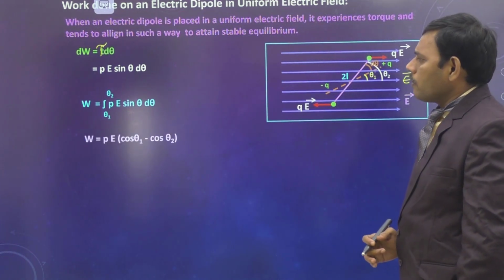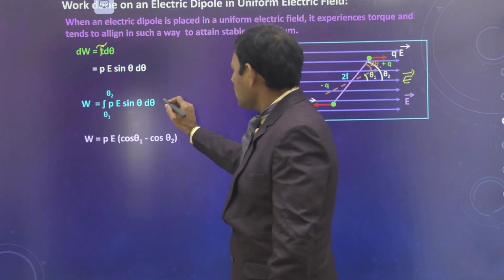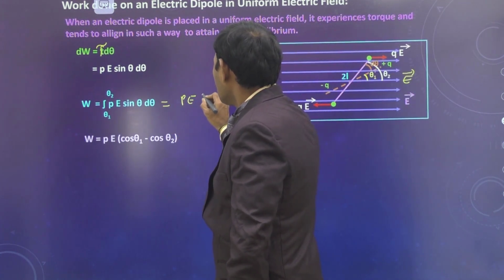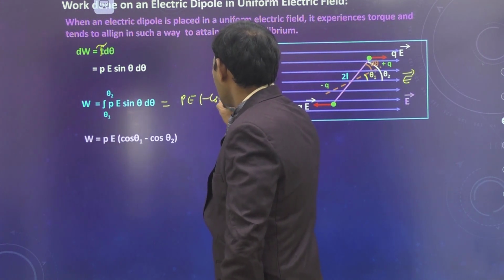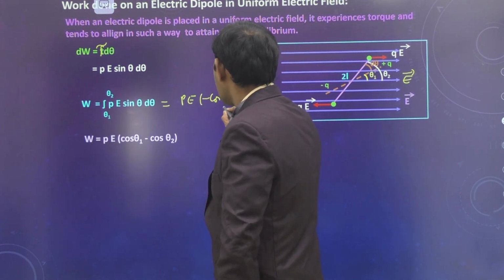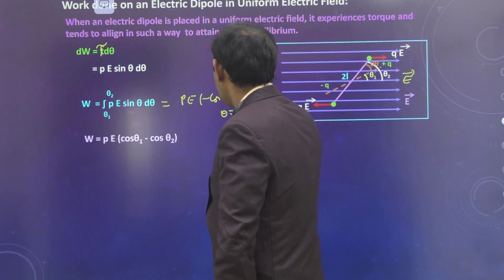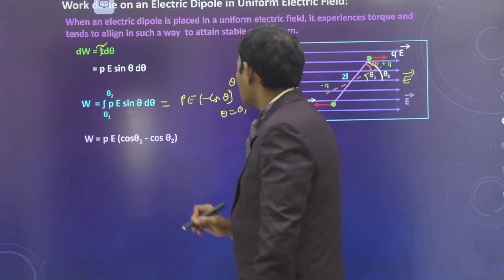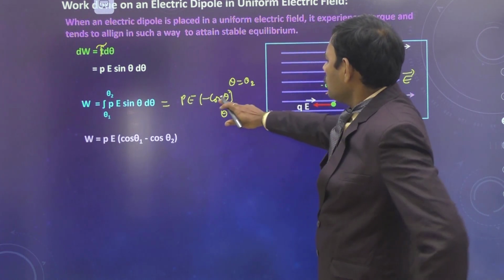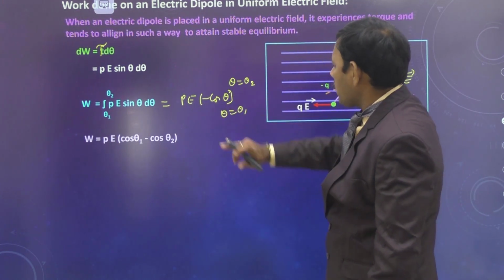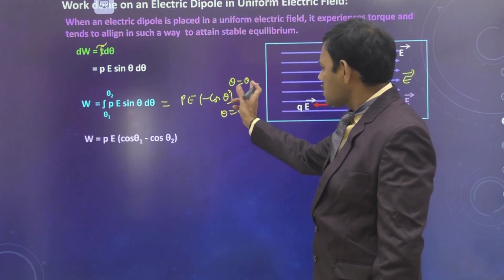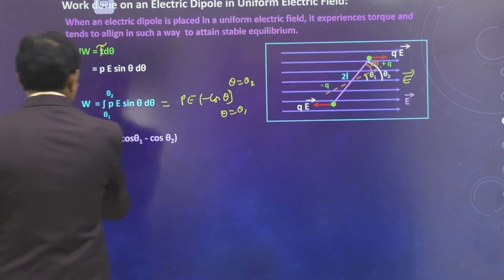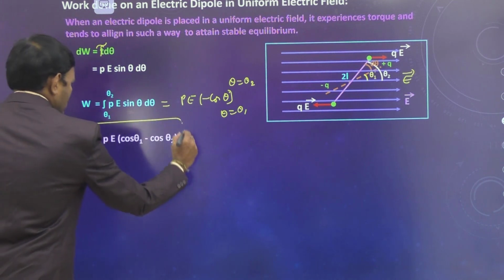Here we know that the integral of sin theta d theta is minus cos theta, so this is equal to PE times minus cos theta, as theta changes from theta 1 to theta 2. Now it is minus PE of cos theta 2 minus cos theta 1. Taking the minus into the bracket, we get PE of cos theta 1 minus cos theta 2. So this is the required expression, students.